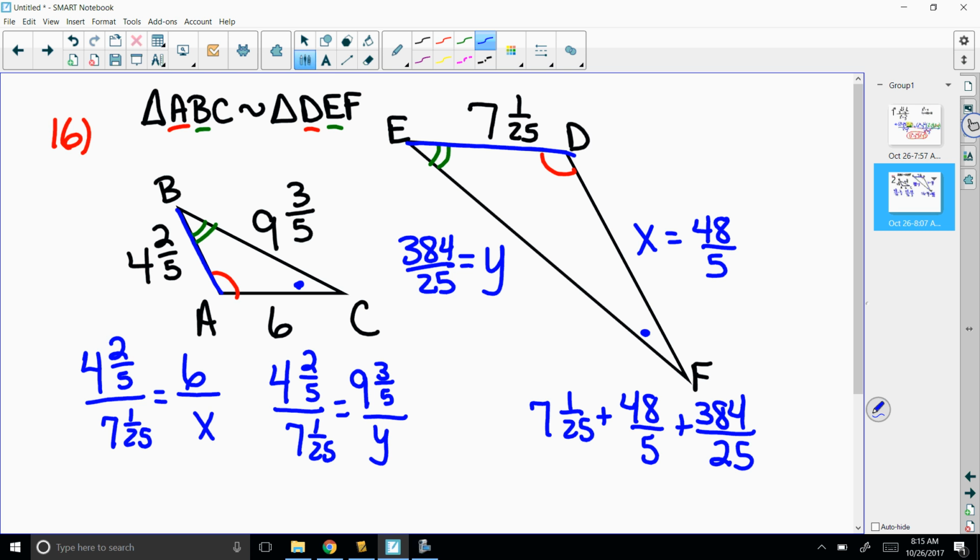So now you're going to take 384 over 25. You are going to add 48/5. And you're going to add 7 1/25. And you end up with 32. 32 units, but I don't actually know what the units are. They have some value.